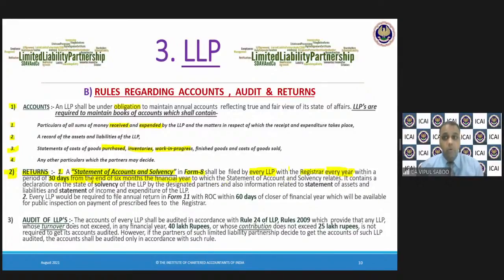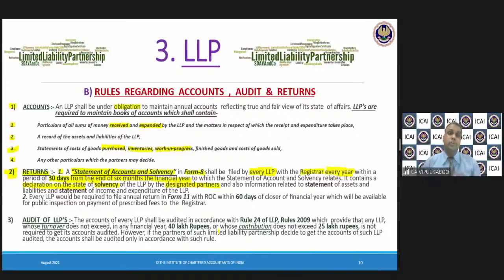Fine. So it contains liabilities and a statement of income and expenditure. It contains a declaration. What is the declaration? On the state of solvency of the LLP. Is the LLP doing good? Is it solvent? Are there funds to manage the business? Are liabilities and assets in position in compliance with each other? So it is the solvency of the LLP declared by the designated partner. So here come the designated partners. It is the duty of the designated partner to file this form with the MCA.